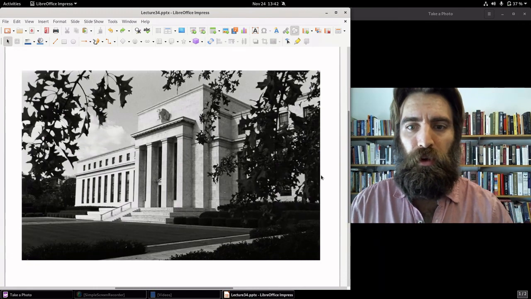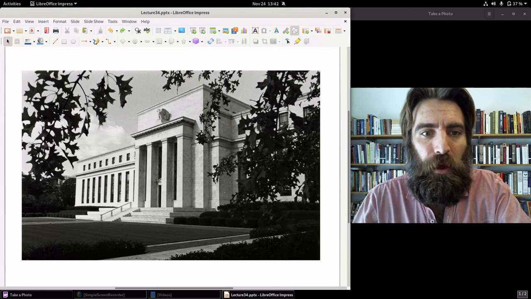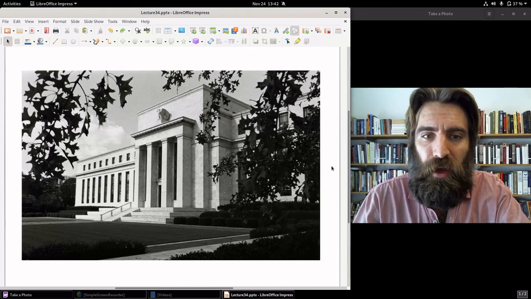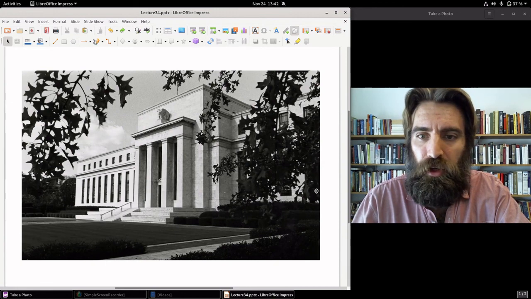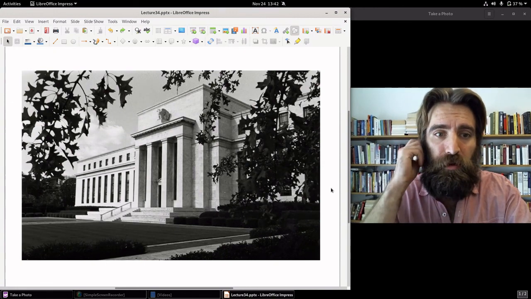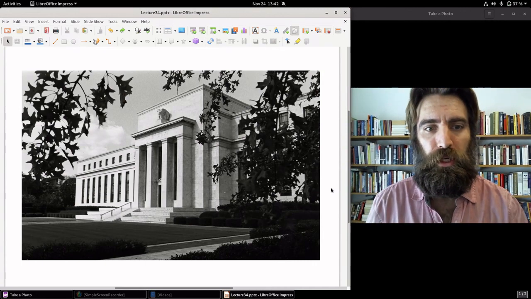There's the Federal Reserve Building, the Eccles Building, as it was later called, constructed in 1937. Look at that 1930s style architecture. Constructed in 1937. So that is where the Federal Reserve Board meets, in Washington, D.C.